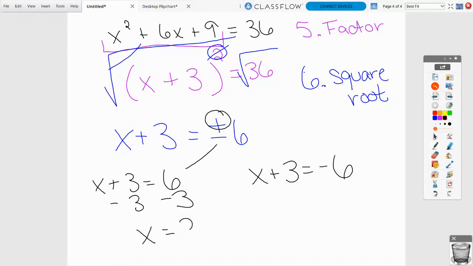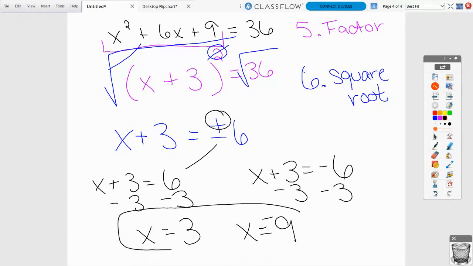So 6 minus 3 is 3. Negative 6 minus 3 is a negative 9. And so we get two answers, x equals 3 and x equals negative 9.